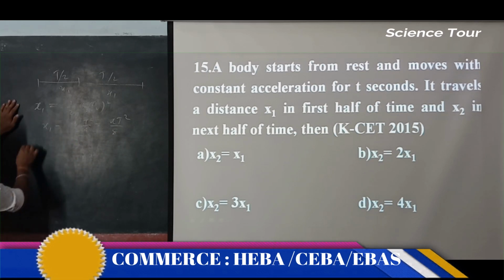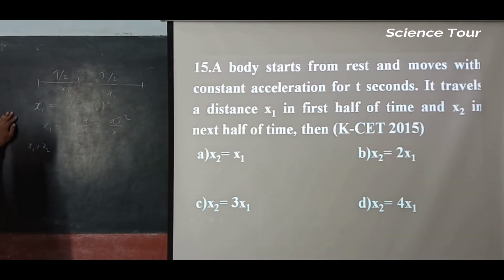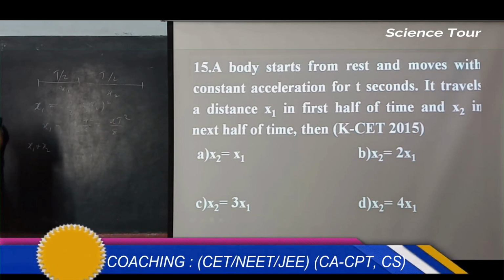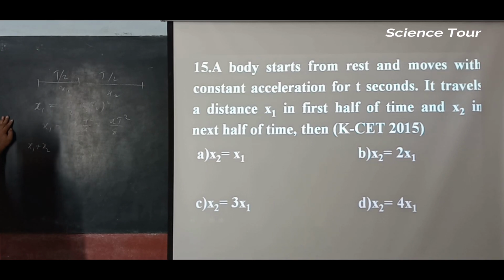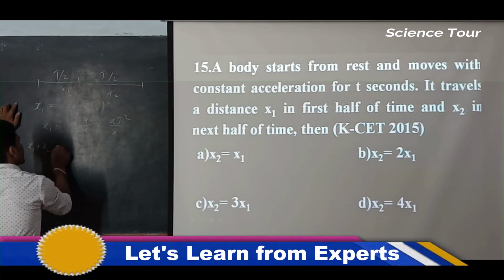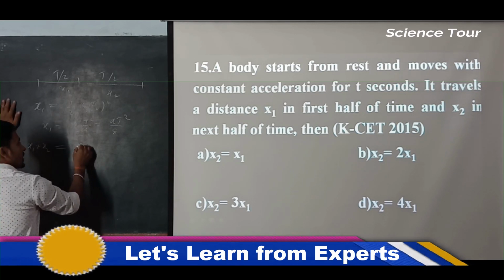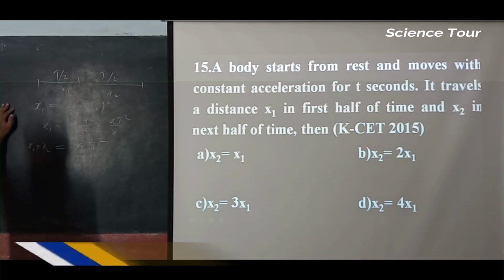The next one, I'll take the total. If you take x1 and again x2 separately, it doesn't matter, you are not going to get it. How can you take x2? T by 2 means you can't take it like that. So the total again you are going to take. For the total, the initial velocity is 0, acceleration is the same, but the total time is capital T, so half a t square.